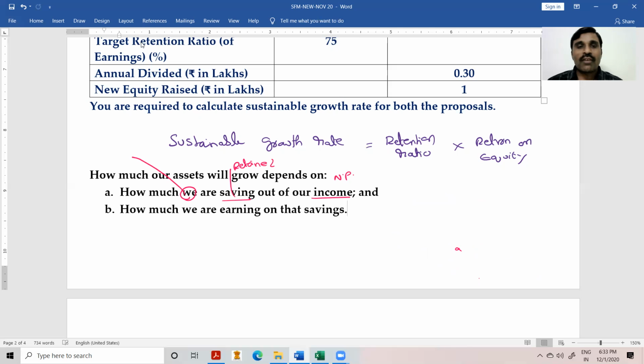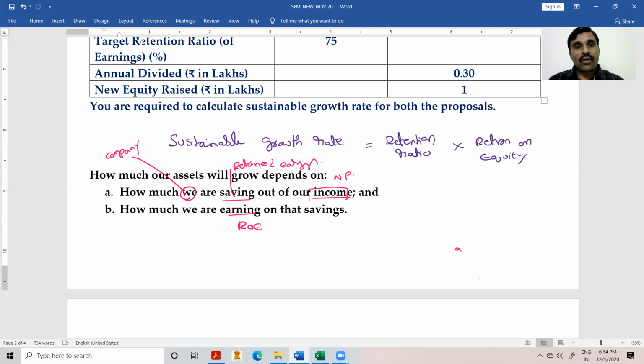So how much we grow depends on how much we are saving out of our income and how much we are earning on that savings. Here 'we' refers to the company. The company's income is profit, and the savings within the company, after paying dividend, is nothing but retained earnings. How much we are earning on that savings is nothing but return on equity. Whatever equity is invested in the company, how much the company earns on that is called return on equity. So it's a very simple concept. Sustainable growth rate depends on how much we are saving and how much we are earning on that savings.